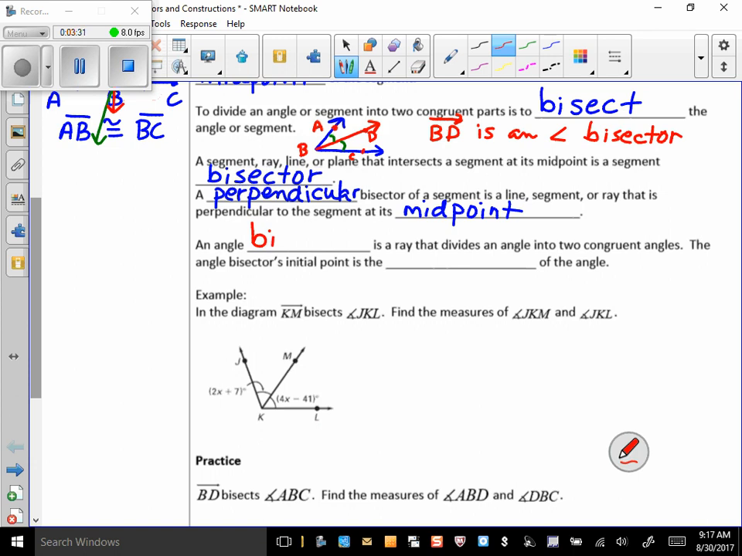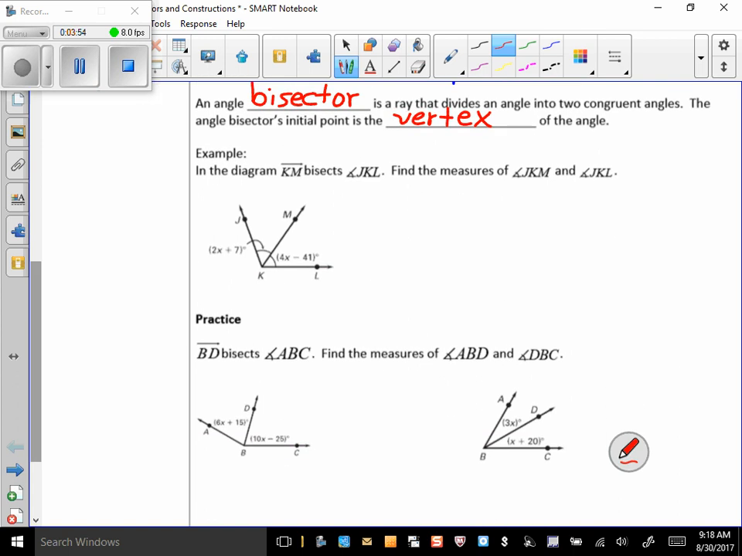All right, we've already talked about this. An angle bisector is a ray that divides an angle into two congruent angles. I drew a picture for you up above. The angle bisector's initial point will always be the vertex of the angle. So in the case of the picture I drew here, that bisector's initial point is B, which is the vertex of that angle.